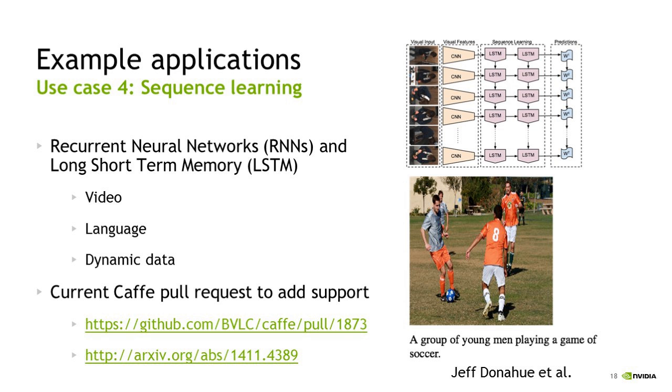An example on the right here: on the top you see an example where you're using a sequence of frames from a video to make a classification of what the activity is that's seen in the video. And on the bottom you see an example where the input is still an image, but you actually use the recurrent network to generate a sequence of text that best labels the image.